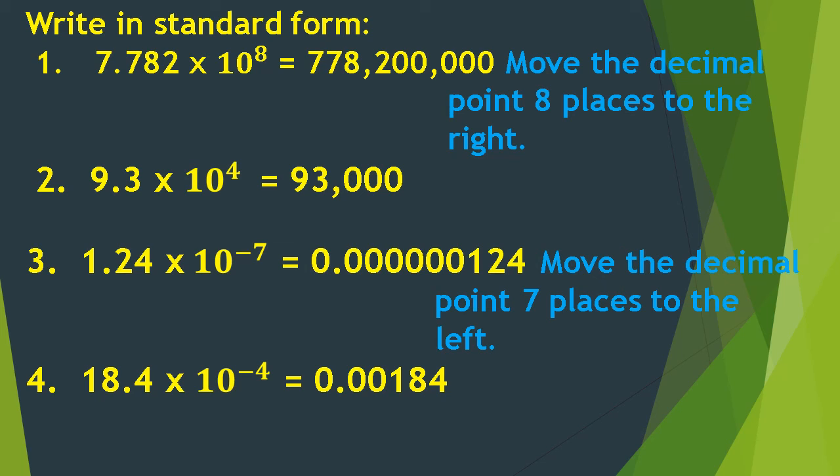Right. Number 4. 18 and 4/10 times 10 to the negative 4th power. So we are going to move the decimal point 4 places to the left. So we will add 2 zeros. So it becomes 184.